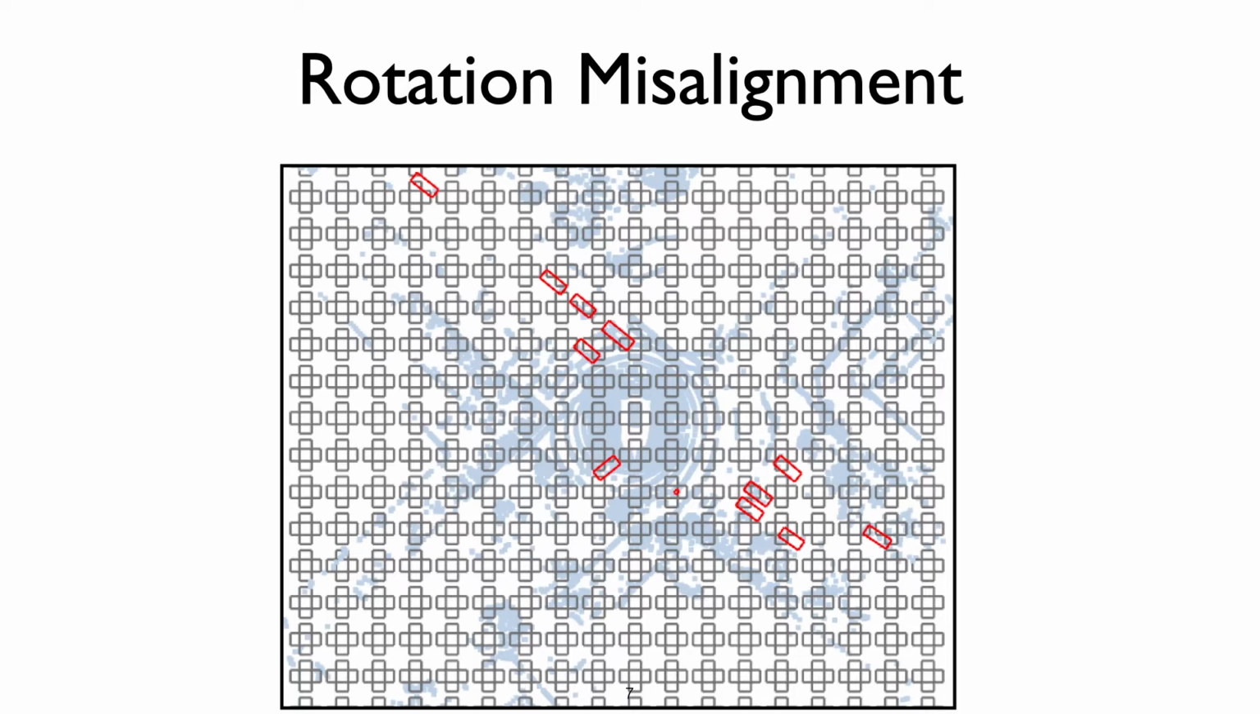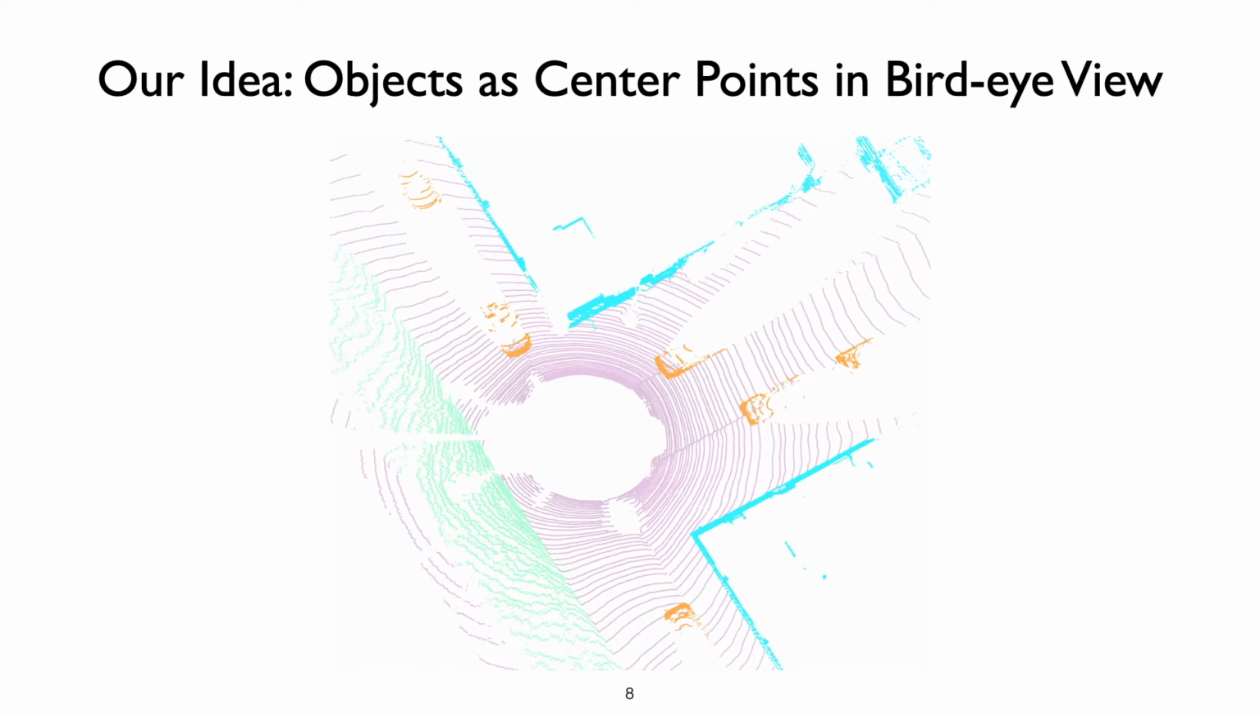Now, our idea is to not use anchor boxes, instead representing all objects as points. Now these points are rotationally invariant. If the vehicle turns, a point will still stay a point. Now we locate all the points at the 3D center of the vehicle's bounding box. And then we infer all other properties from a feature at that center location.